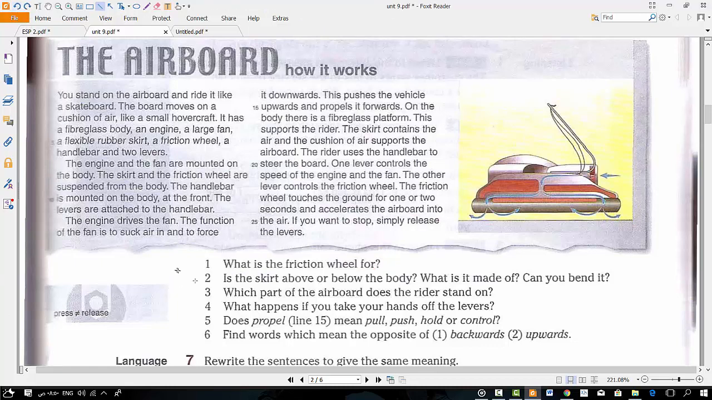Two. Is the skirt above or below the body? Below the body. The skirt is below the body. This is the skirt. What is it made of? What's the material?